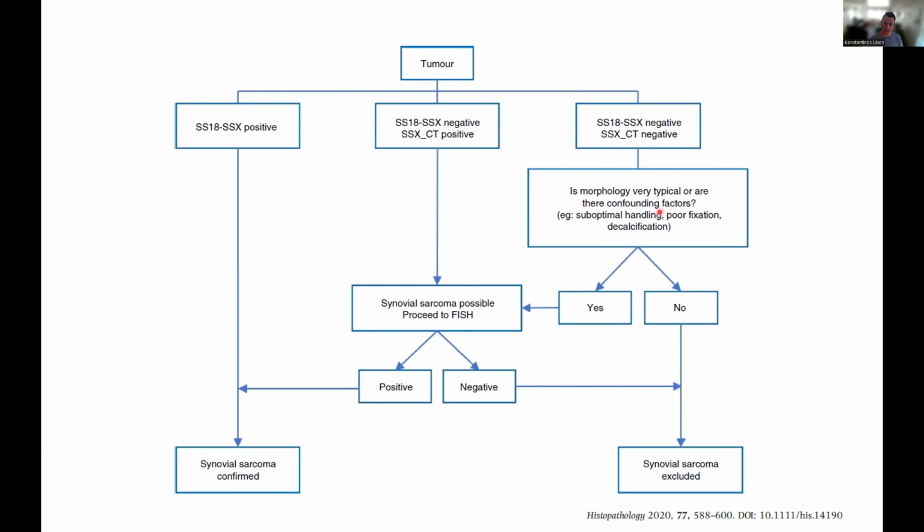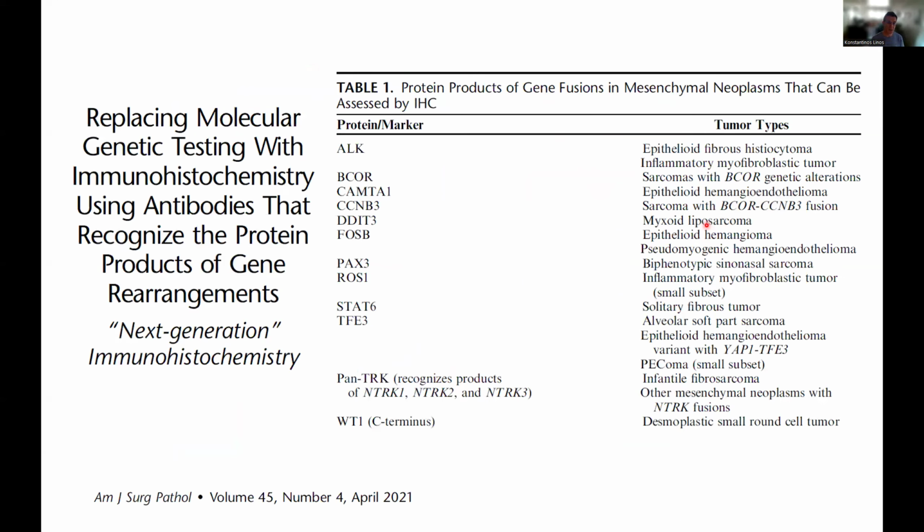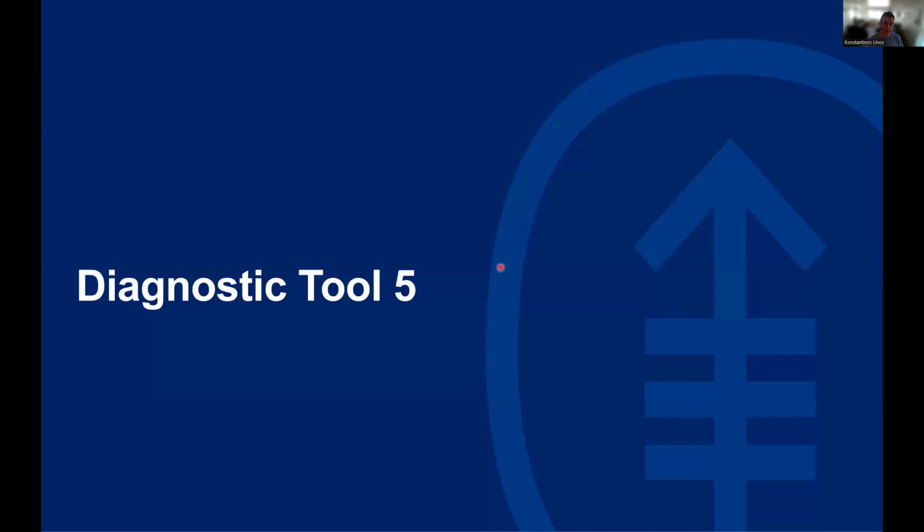poor fixation, decalcification, etc. If they are, proceed with FISH. If they're not, then you are off the hook. It's not synovial sarcoma. It is something else. And this belongs to what we call next generation immunohistochemistry, where there are many antibodies based on the molecular pathogenesis of the tumor, and they work very well. In some instances, better. In some instances, less well. Depending, they don't have all the same sensitivity and specificity, obviously.